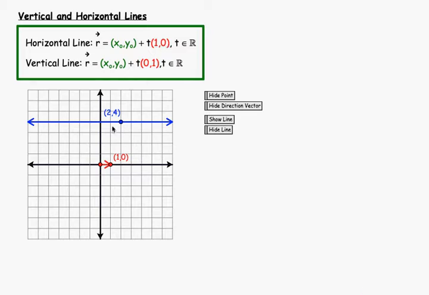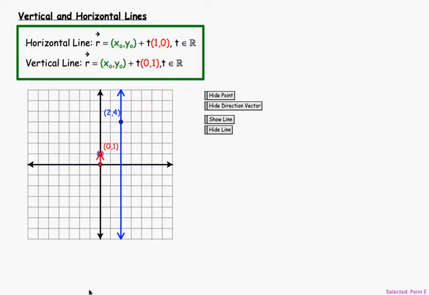And for a vertical line, I need it to be parallel to the y-axis. So I'm going to need my direction vector to be 0, 1, or the y-axis direction vector. So the equation of a vertical line will be x naught, y naught plus t. I guess I really could write this as vector j. And for a horizontal line, we could write x naught, y naught plus t times vector i.